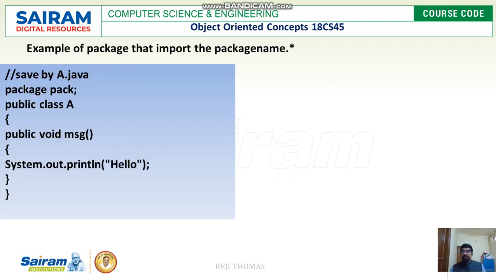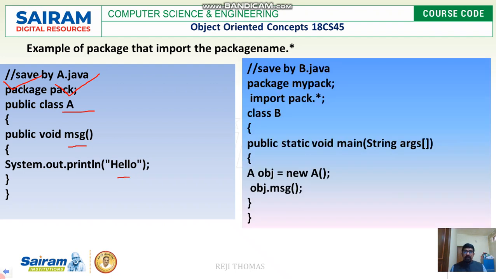Let us see a small example where we are going to import a package in another package. You can see a package called pack. This is a package name, and package is a keyword. Here I've got a class called A, and there is a method called msg, which is going to print a hello message. And this is my second package, and the package name is mypack. I've imported pack dot star.